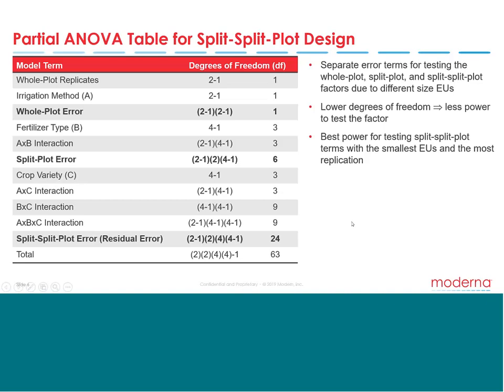But the same thing applies in terms of the degrees of freedom. The lower the degrees of freedom, the less power we have to test the factor or interaction. So in this case, with the whole plot error, we still just have 1 degree of freedom. But you'll see in the split plot, we have 24. So we have pretty high power to detect differences between crop varieties compared to fertilizer and irrigation methods.